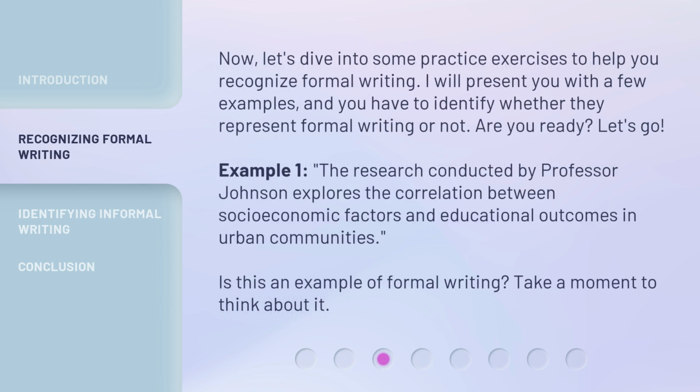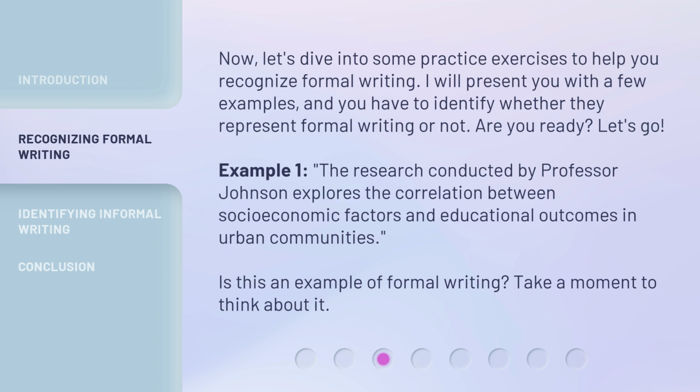Now, let's dive into some practice exercises to help you recognize formal writing. I will present you with a few examples, and you have to identify whether they represent formal writing or not. Are you ready? Let's go!